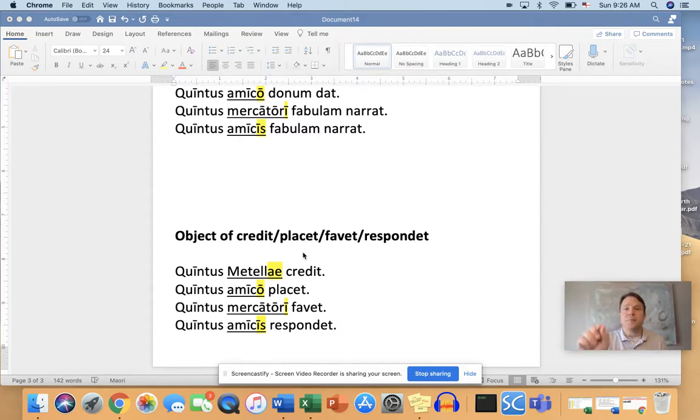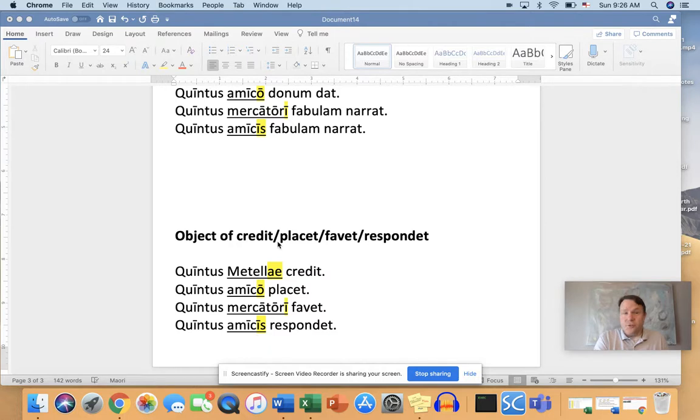Placet means is pleasing to, okay? So Quintus is pleasing to his friend, okay? And then Quintus favet, supports or favors the merchant. And then respondet kind of fits in with our give, show, tell kind of thing, because respondet means responds. So Quintus responds to his friends, or he answers his friends.